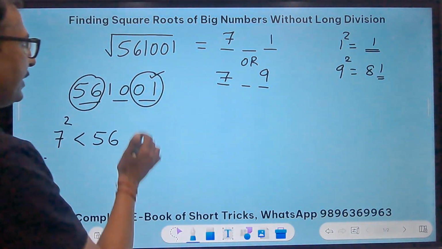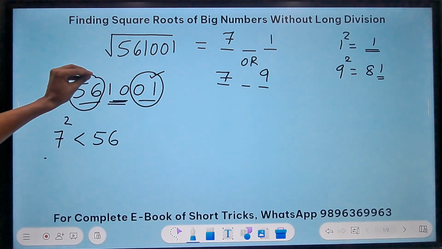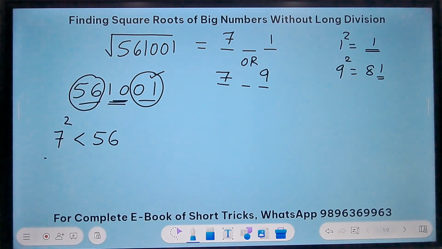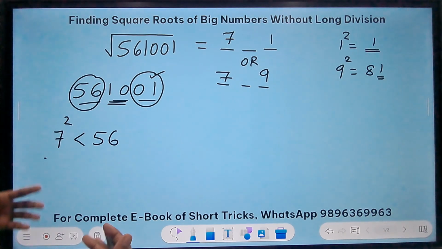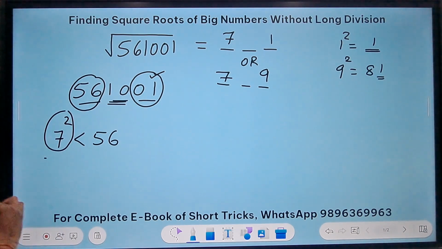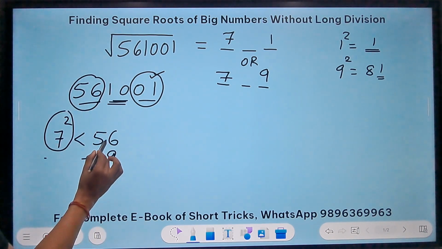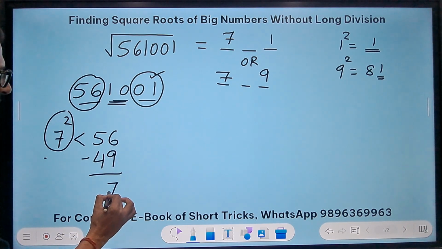Now let's see the middle one. Here we have a 10. What you do with this 10 is very important now. I am going to use a little bit of long division, but let's not call it long division and let's not put the mind under stress. 7 square is 49, right? So I will subtract 49 from the first pair 56. What do I get? I get a 7.